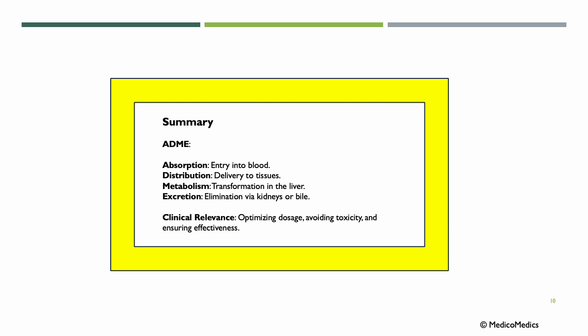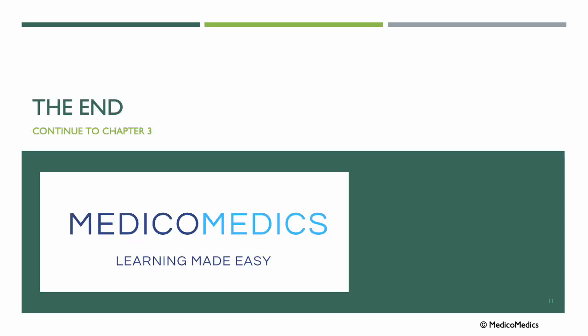So in summary then, we discussed the concept of absorption, the entry into our blood, distribution, the delivery to our tissues, metabolism, the transformation in the liver, and finally excretion, the elimination via our kidneys or bile. Why is all of this clinically relevant? Because it helps us optimize dosage, avoiding toxicity, and ensuring effectiveness. Next, we will explore pharmacodynamics to understand how drugs produce their effects. And that's the end of the lecture. Please continue to Chapter 3.